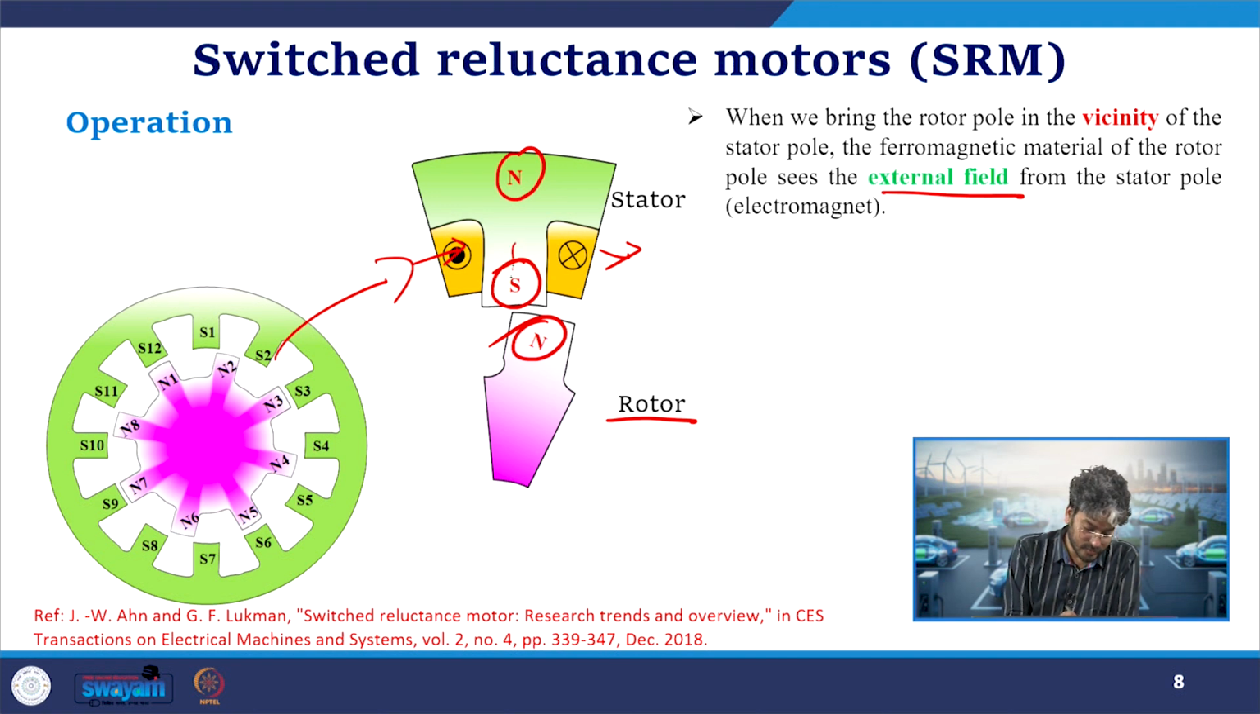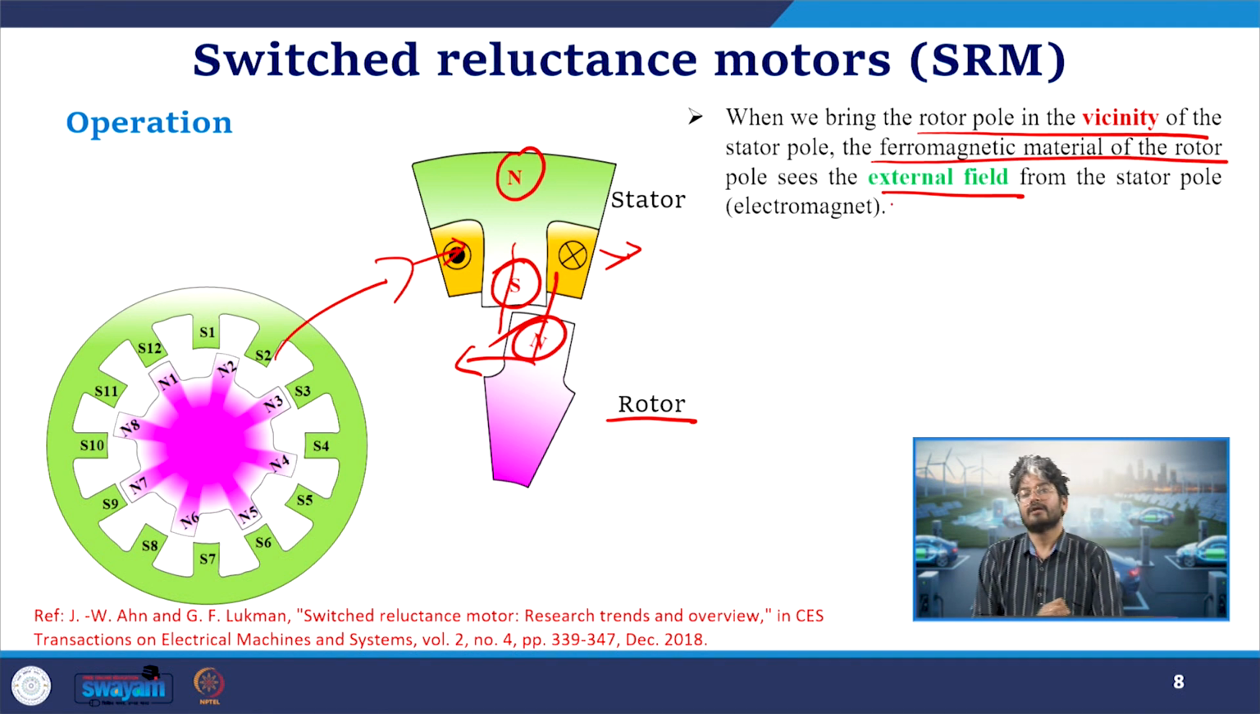Now this south pole and north pole will try to align themselves along each other because they are opposite in nature. So, they will be generating an attracting force, and the tendency of our magnetic field lines will be to flow through the minimum reluctance path, or minimum opposition path, and in turn the two will be trying to align themselves. So, when we bring this rotor pole in the vicinity of the stator pole, the ferromagnetic material of the rotor pole sees an external field from the stator pole.